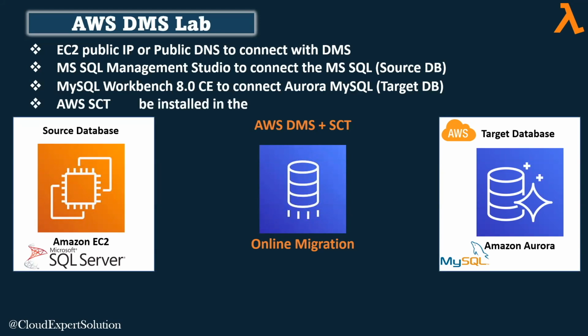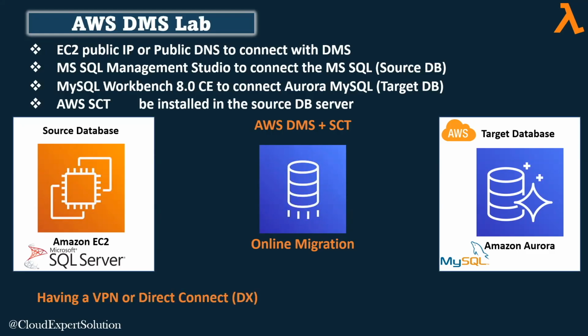Then we are going to install the AWS SCT, or the schema conversion tool, in our EC2 instance. You are going to install it in your on-premise VM or into the database server. Please remember the SCT should be installed into the source database server where you have the database.